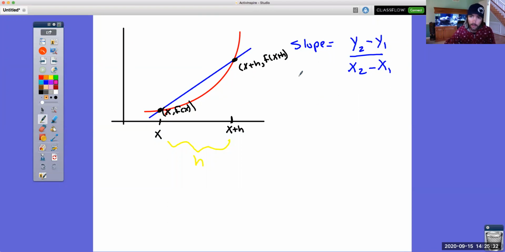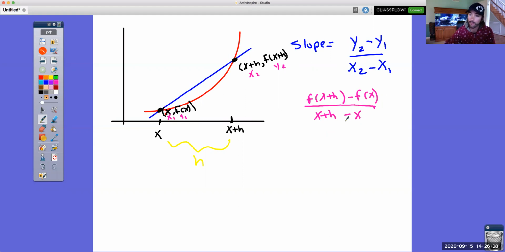Okay, so let me plug those in. So instead of y2 minus y1, let me label these: x1, y1, x2, y2. And I'm going to plug them in. So the slope of the dark blue line is y2, f of x plus h, minus y1, f of x, over top of x2, x plus h, minus x1, x. So in pink, that is the slope of that blue line, estimating the slope at x.